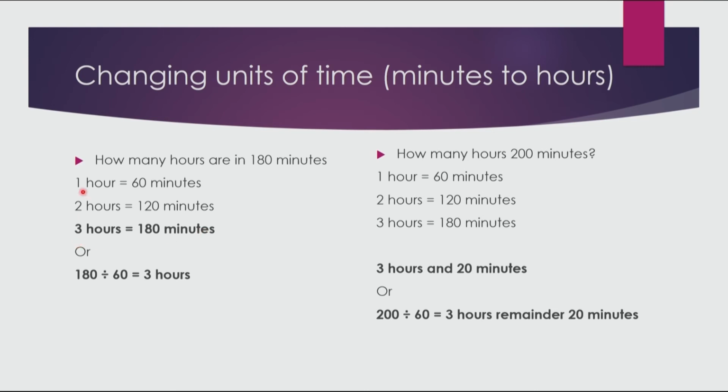So, you say 1 hour is the same as 60 minutes. 2 hours, 120 minutes. 3 hours, 180 minutes. So it means 180 minutes is 3 hours. Okay, and that's method number 1. Method number 2, you can say 180, which you have been given, divided by 60, because there are 60 minutes in 1 hour. It gives you 3 hours. So 180 minutes is the same as 3 hours.